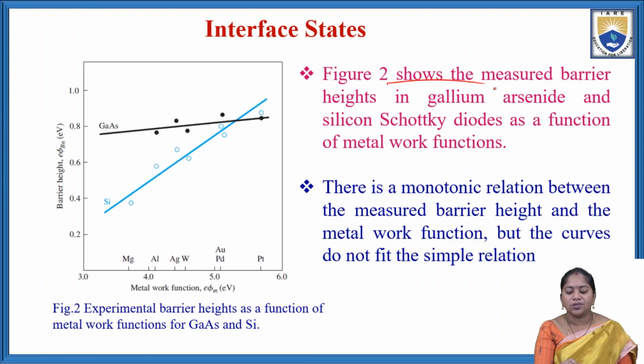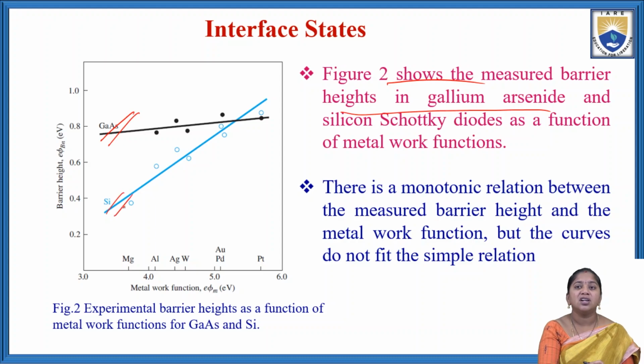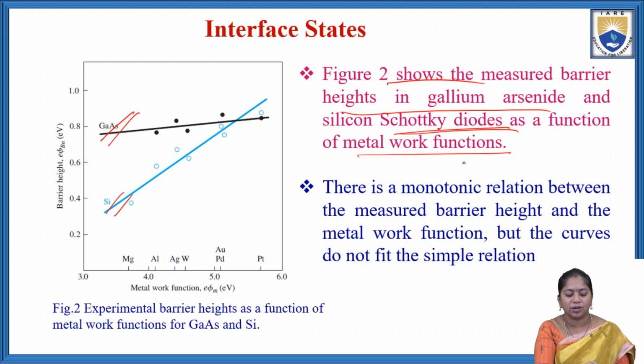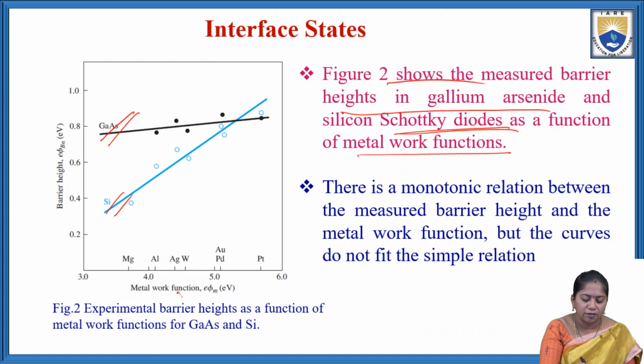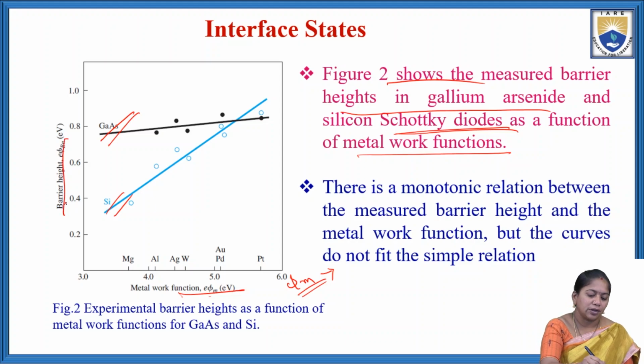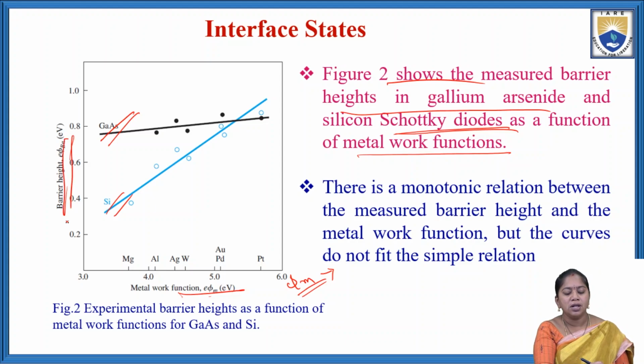Figure 2 shows the measured barrier height in gallium arsenide and silicon samples. Schottky diodes are fabricated with gallium arsenide and silicon, as a function of metal work function. The x-axis shows the metal work function phi m. Metal work function means the energy needed to remove an electron from the metal surface. This is plotted against the Schottky barrier height for silicon and gallium arsenide.